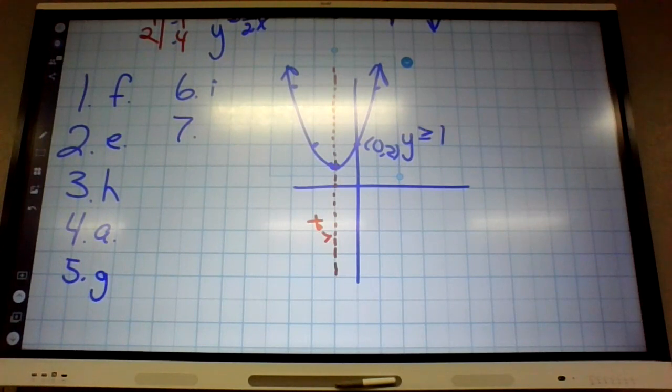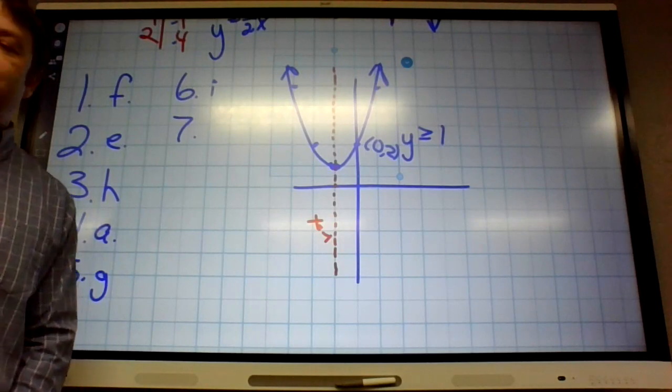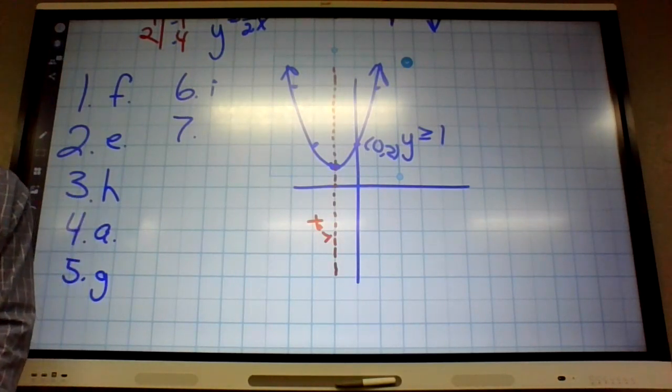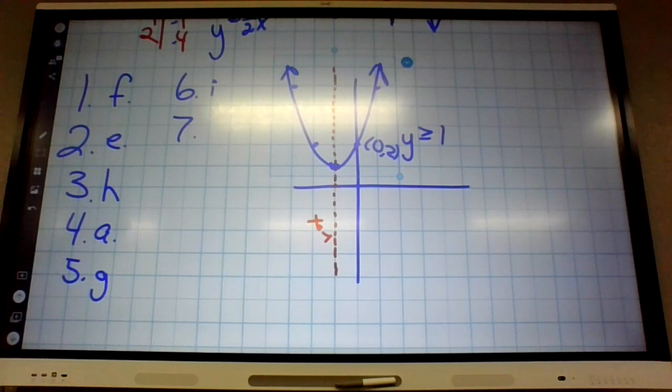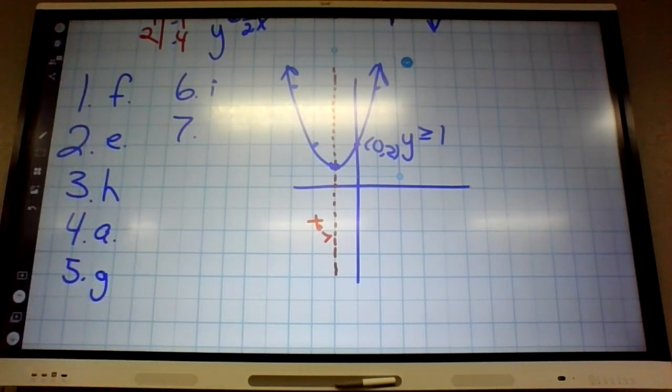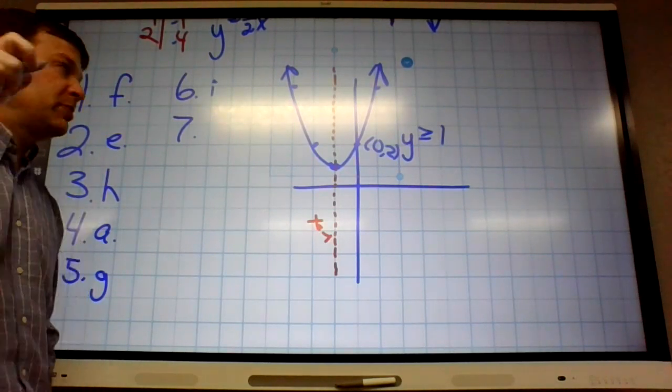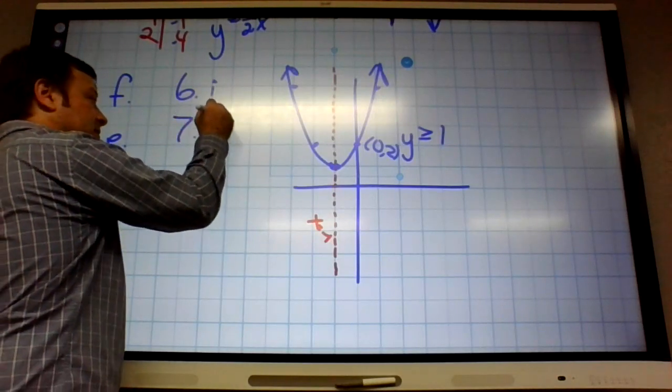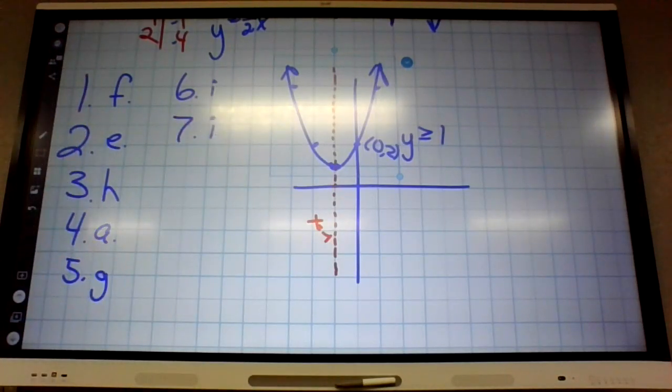Number 7. Okay, maximum and minimum. I haven't talked about this, but maximum means what's the highest point, and minimum is what's the lowest point. So what is the maximum? What's the highest point on that graph? How high does that graph go? It goes up forever, right? So is there a maximum point? No. So we're gonna put I again, it doesn't exist. There is no maximum point because it goes forever.